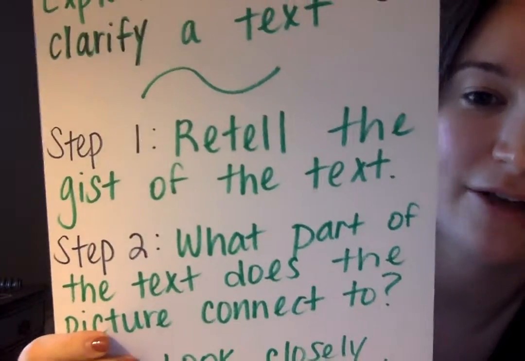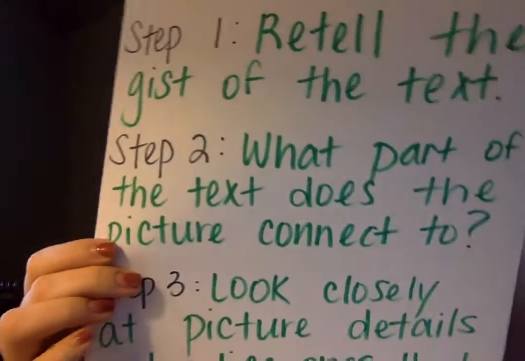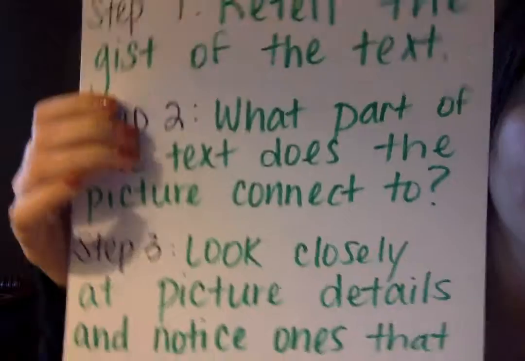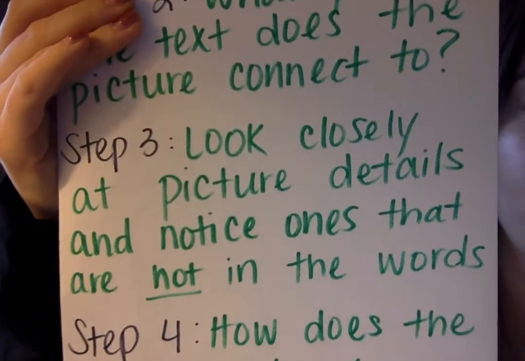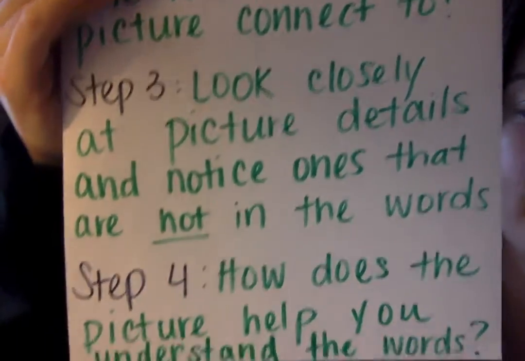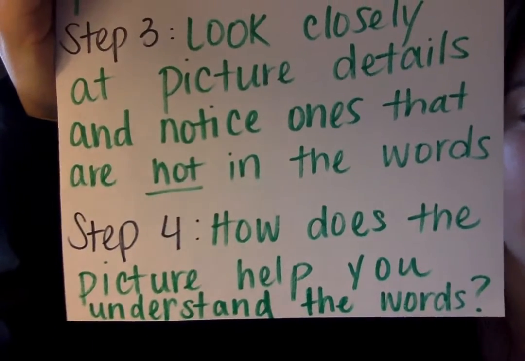Step 1, retell the gist of the text. Step 2, what part of the text does the picture connect to? Step 3, look closely at picture details and notice ones that are not in the words. Step 4, how does the picture help you understand the words? So remember, I'll be doing a practice question first, following our steps, and then we'll practice one together, and then it'll be your turn to log into Google Classroom so that we can see how your brain grew today. So let's go ahead and jump in.